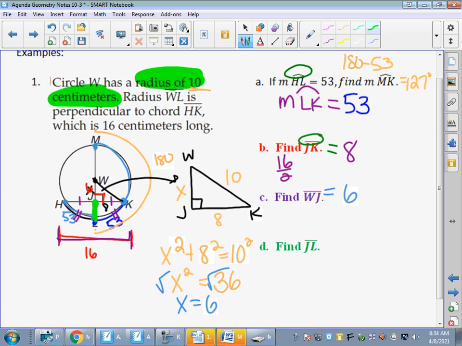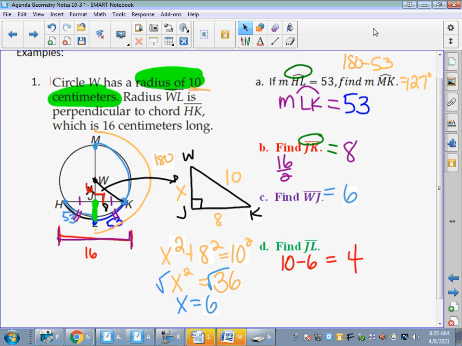WL is a radius, right? Use that radius everywhere you can. If WL is a radius and it's equal to 10, and we just found out that WJ was 6, doesn't this have to be 10 minus the 6? Doesn't JL have to be a nice, neat 4? Don't assume that WL got cut in half, because obviously it didn't. But we can use Pythag to find the part of the right triangle, and then we can do a quick subtract to find the rest of that.